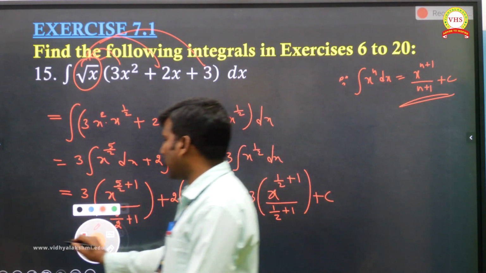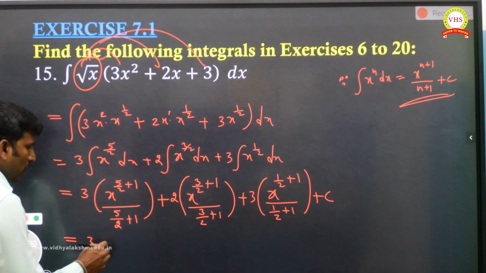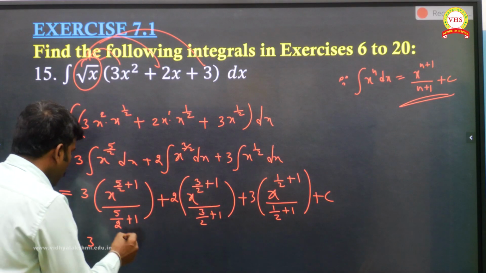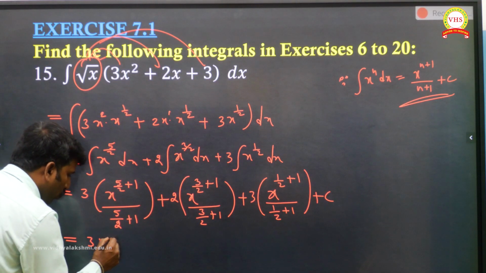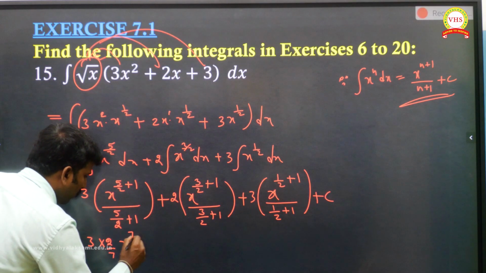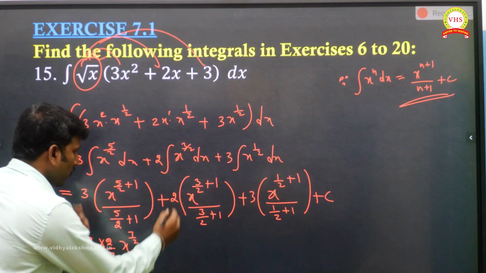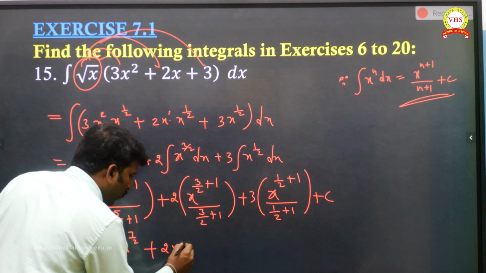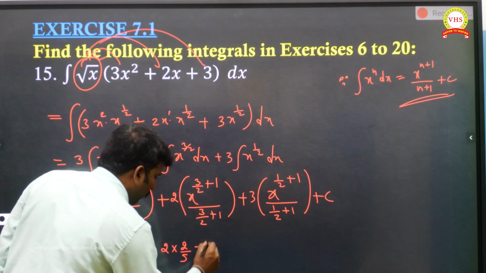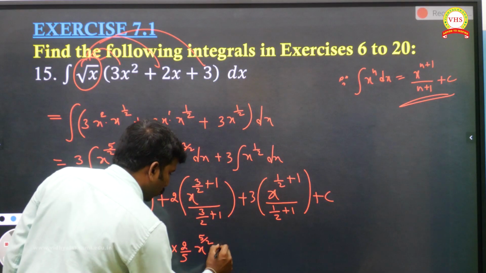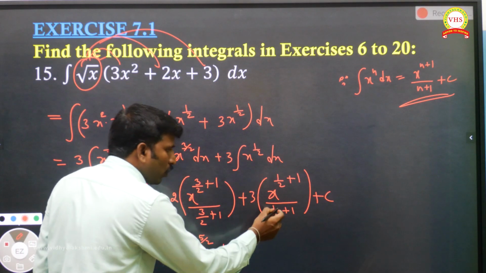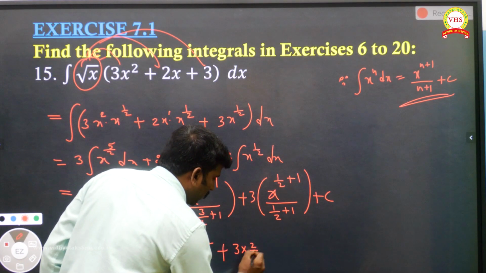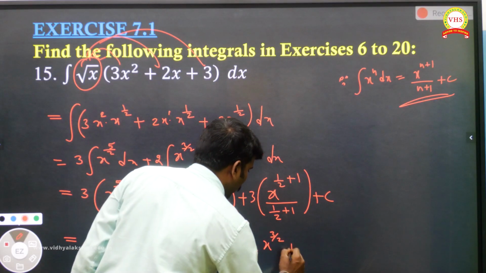We have to simplify this, I said. So 3 with 5 by 2 plus 1, when you simplify, cross multiply, 5 plus 2, 7 by 2. So 7 by 2 when you take to the numerator, 2 divided by 7, but x power 7 by 2 will be there as it is. Be careful. Then 2, we have here 3 by 2, 1 when you add, it will become 5 by 2. When you take to the numerator, 2 divided by 5, and here we have x power 5 divided by 2, plus. In the same manner here, 3 into x power 3 by 2 plus 1, what you will be getting? 3 by 2. When you take to the numerator, 2 divided by 3, but x power 3 by 2, overall 1 plus c.